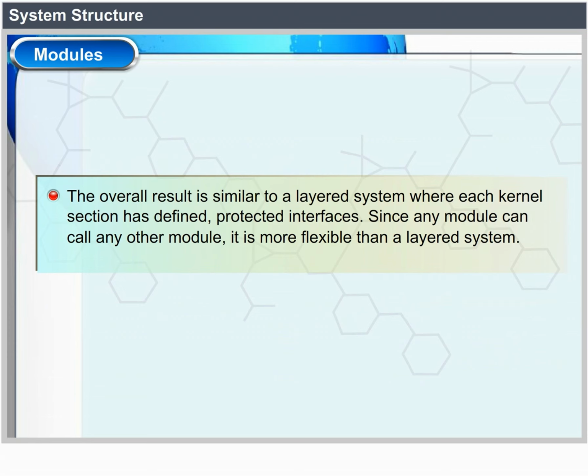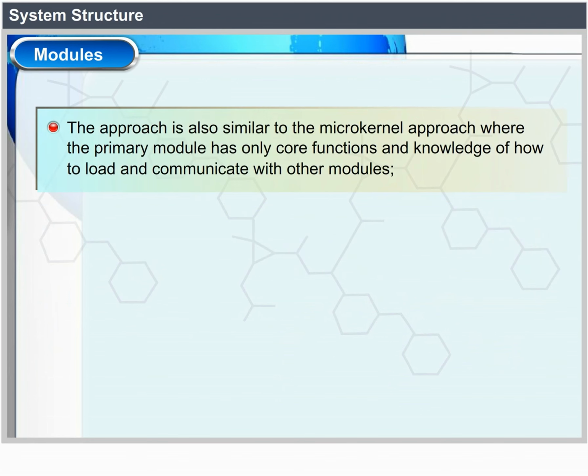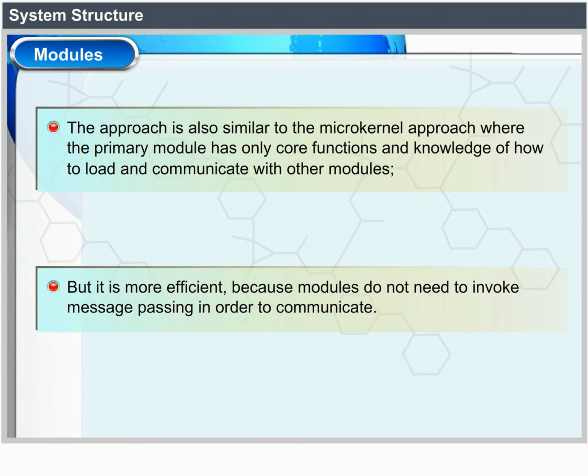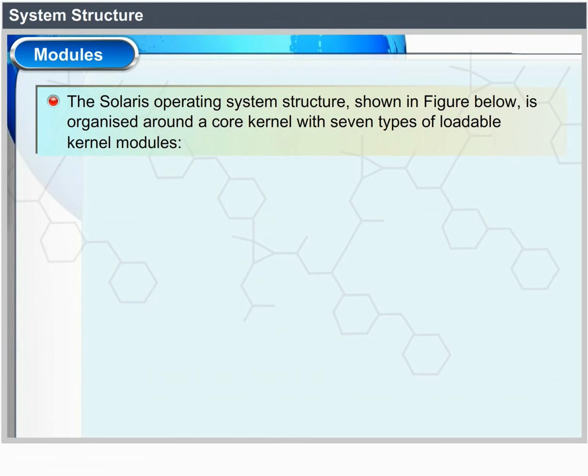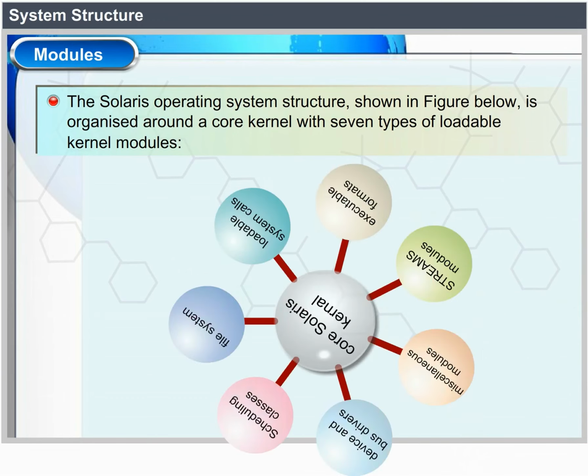The approach is similar to the microkernel approach in that the primary module has only core functions and knowledge of how to load and communicate with other modules, but it is more efficient because modules do not need to invoke message passing in order to communicate. The Solaris operating system structure shown in the figure below is organized around a core kernel with 7 types of loadable kernel modules.